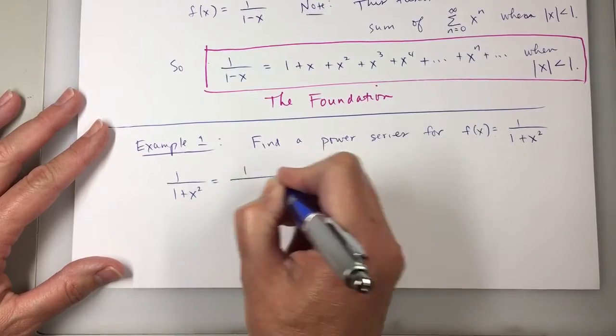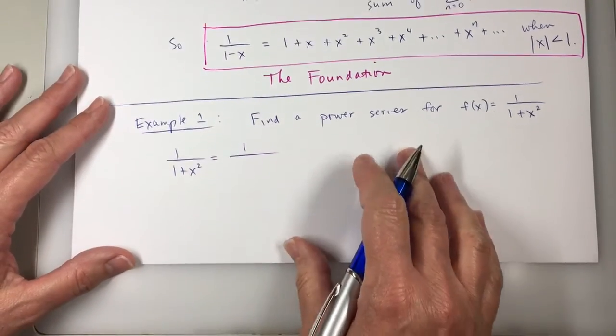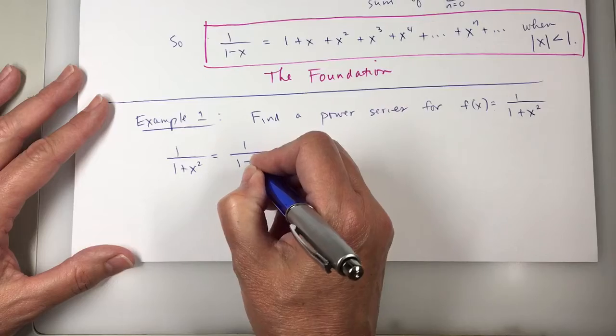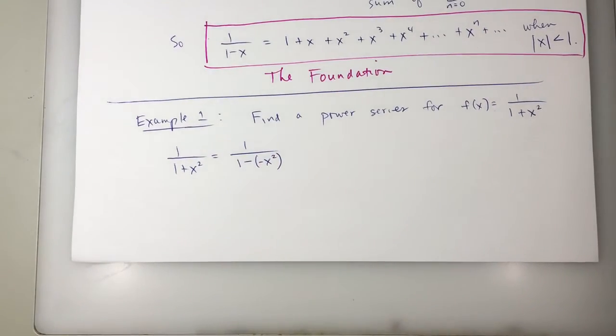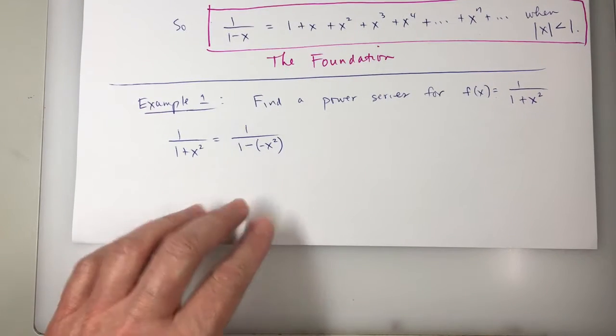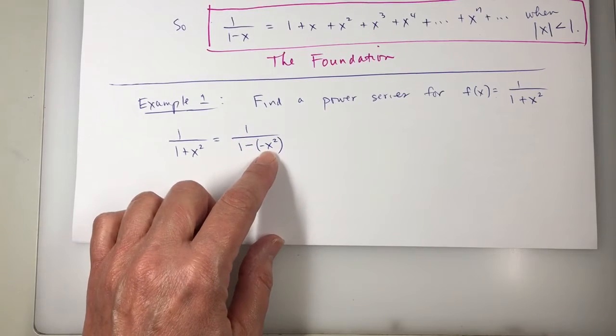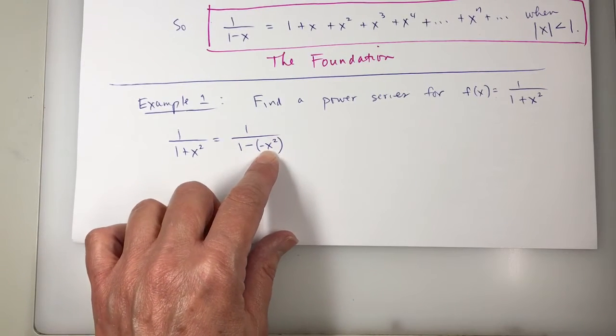I don't know what grade you learned this in, but for me it was 8th grade. 1 minus negative x squared. That's what I'm talking about. Adding positives and negatives, no, subtracting negatives. That's all we did right there. So now I have 1 minus negative x squared.